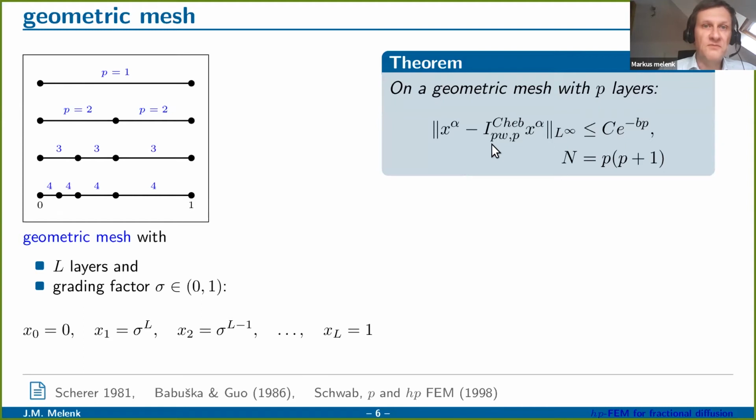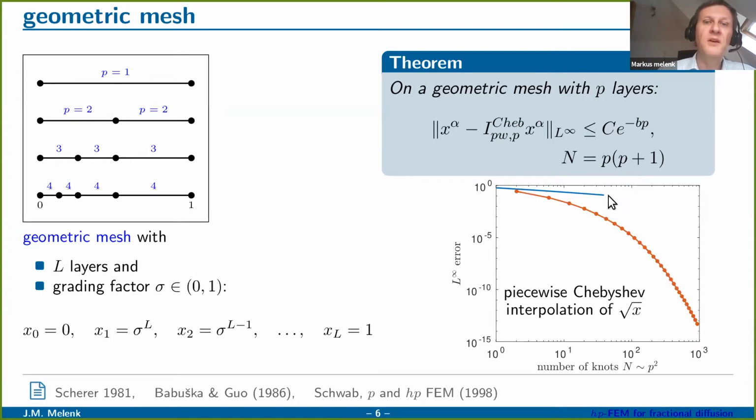And for this case, so for x to the alpha, this piecewise Chebyshev interpolation actually converges exponentially in the polynomial degree p. And the number of nodes, so the number of unknowns that we have for this interpolation problem, is p times p plus 1. So the number of elements times the polynomial degree, the dimension of polynomials of degree p. And here's then a plot. We have the error versus the number of nodes. And this red curve shows you that you really get this exponential convergence in the polynomial degree p.